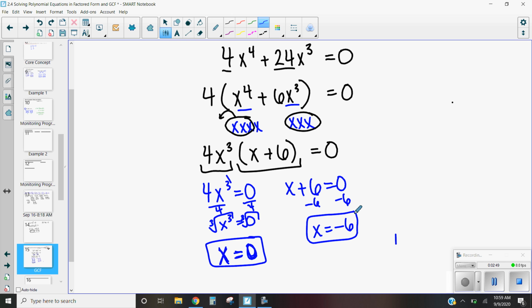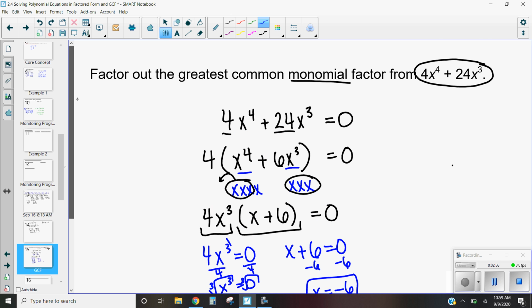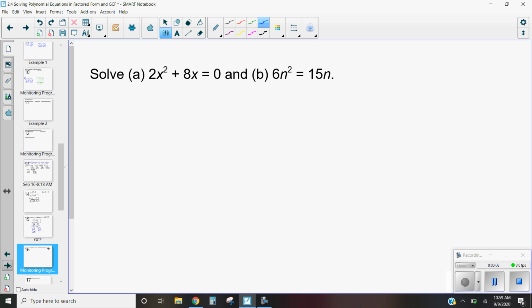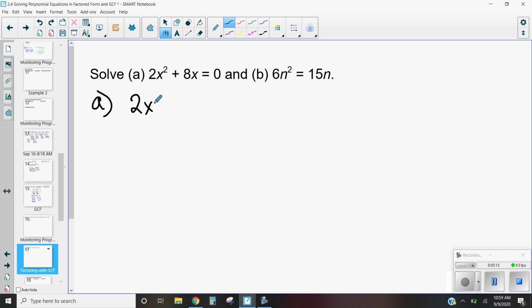So in this video, that's all that we're covering: how to factor a binomial by taking out the greatest common monomial and then find the solution to that. So let's do it again with these 2. I'm going to do A all together, and then I want you to try B on your own. So right here, I have 2x squared plus 8x equals 0. Now the first thing that I want to do is factor my greatest common factor out.